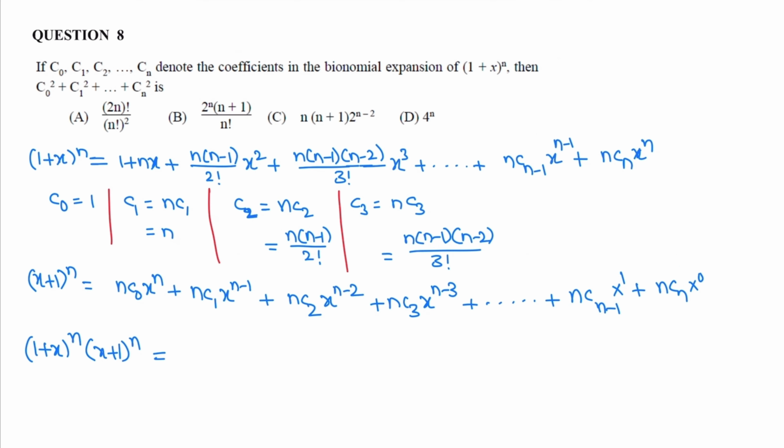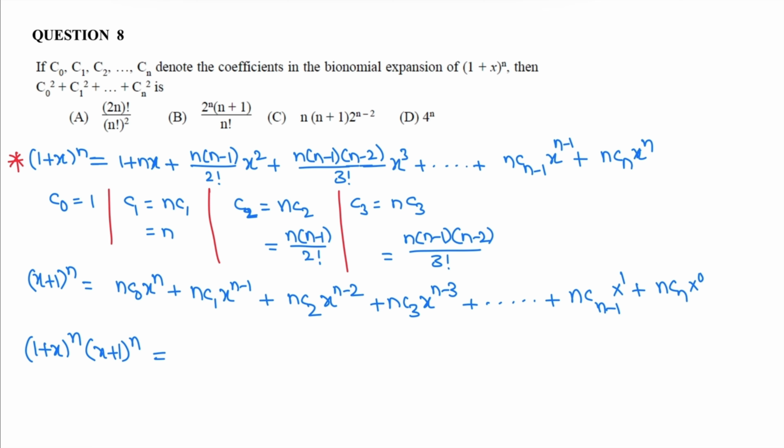Next question. If C0, C1, C2, ..., Cn denote the coefficients in the polynomial expression of (1 plus x) whole power n, then the sum of squares of coefficients is. In the question they have asked the sum of squares of coefficients. The expansion of (1 plus x) whole power n is 1 plus nx plus n into (n minus 1) by 2 factorial into x square, plus n into (n minus 1) into (n minus 2) by 3 factorial into x cube, and so on.